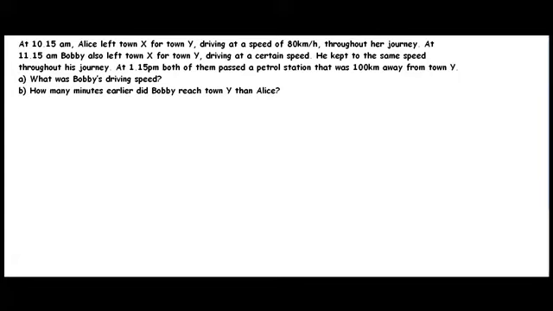At 10:15 a.m., Alice left town X for town Y, driving at a speed of 80 kilometers per hour throughout her journey. At 11:15 a.m., Bobby also left town X for town Y, driving at a certain speed. He kept to the same speed throughout his journey. At 1:15 p.m., both of them passed a petrol station that was 100 kilometers away from town Y.